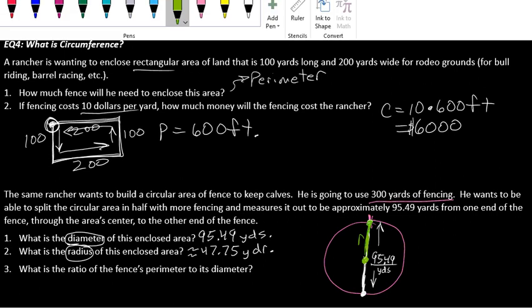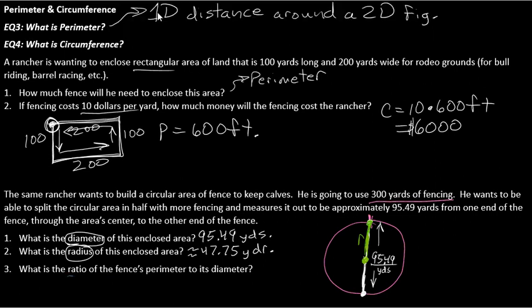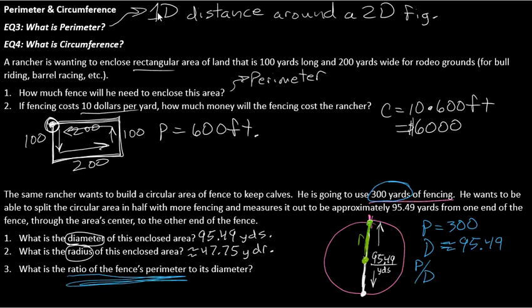Okay, now here's another important question. What is the ratio of the fence's perimeter to its diameter? So its perimeter is 300 yards. Okay, so perimeter equals 300 yards. Well, what is the ratio of the perimeter to its diameter, which is approximately 95.49? So we're wanting to know P to D, or P over D, right? So to do that, all we're going to do is divide. That literally gives me the ratio of perimeter to diameter.